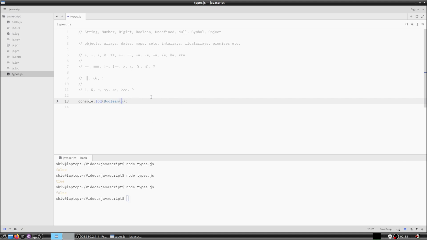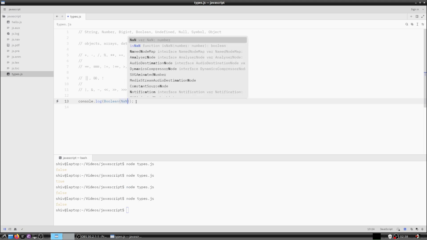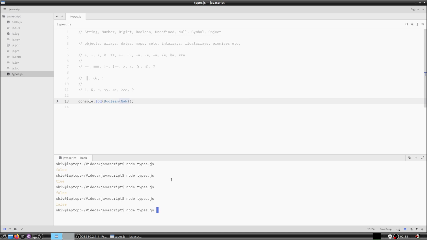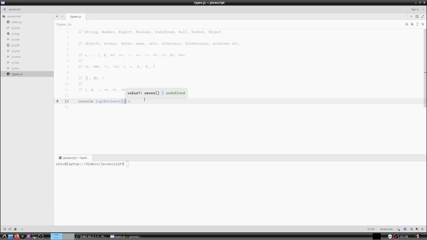Now, how about null? Null should be false. How about NaN? NaN should be false because there is no value associated with it. So it is false. Note that an array is always true even though it is empty. And similarly a dictionary or map is also true even if empty. So be careful about that in JavaScript.